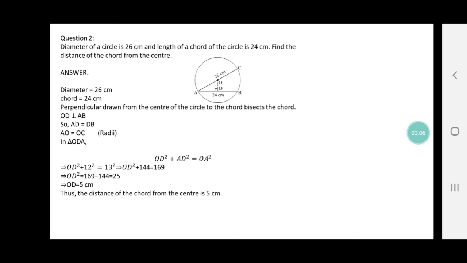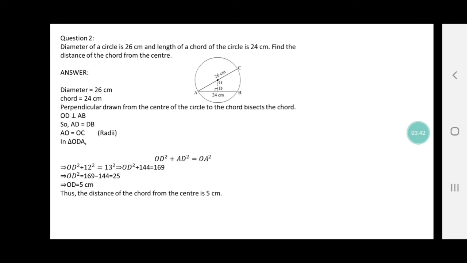So here we have to find out OD now. OD square plus AD square is equal to AO square, right? Now AO will also be half of 26. So half of 26 is 13. So here, substitute the values. OD square plus 12 square is equal to 13 square. Now OD square plus 144 is equal to 169.